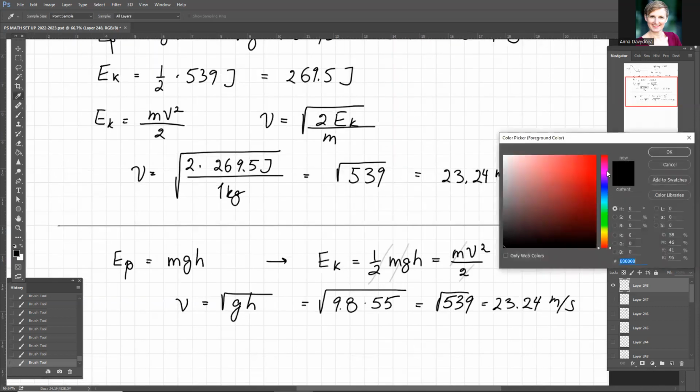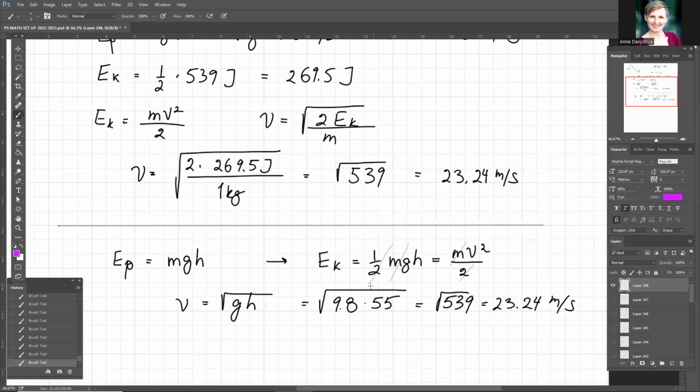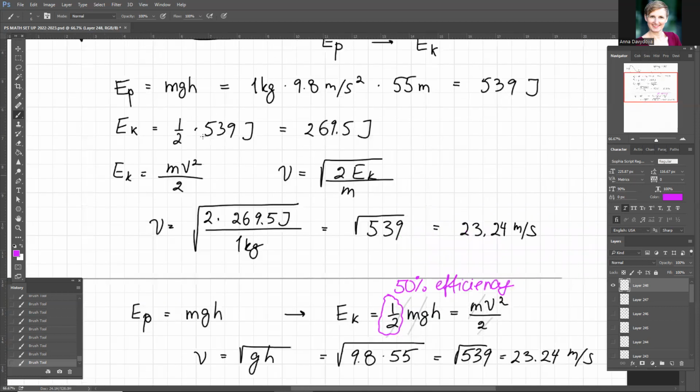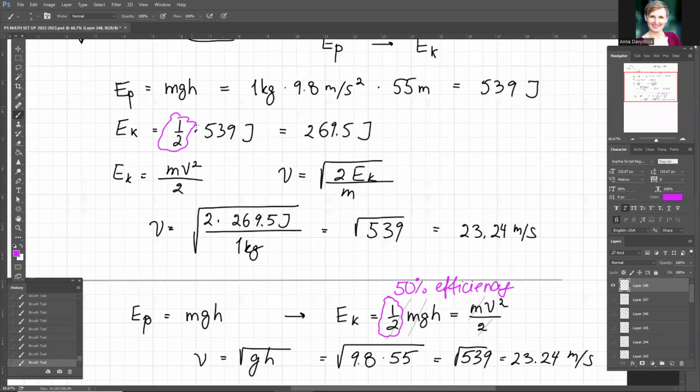So I will underline where I incorporated the percentage. This is the 50% efficiency. That's how I incorporate 50% efficiency. Same here. If there was a different number, less than 50%, more than 50%, the coefficient will be different. And that's how we solve this problem.